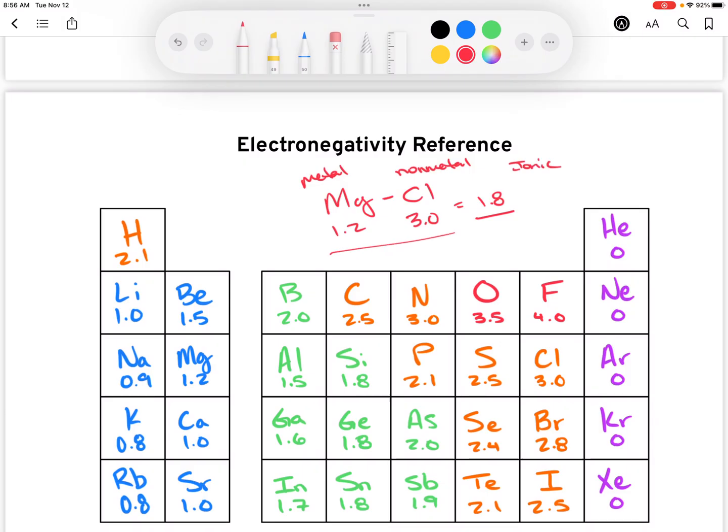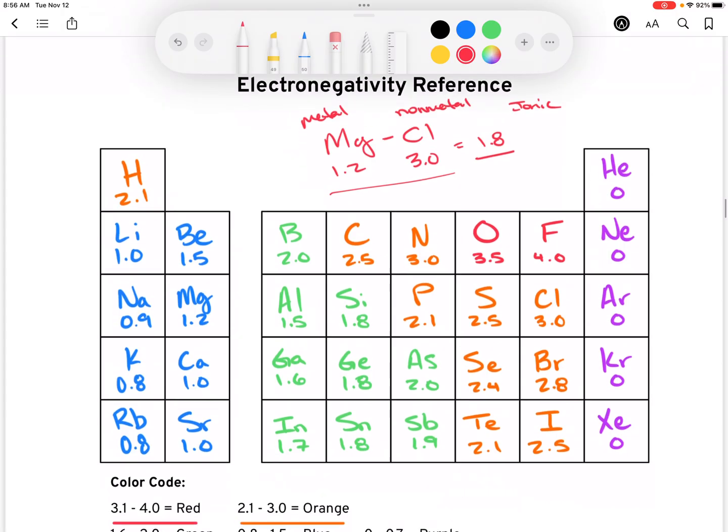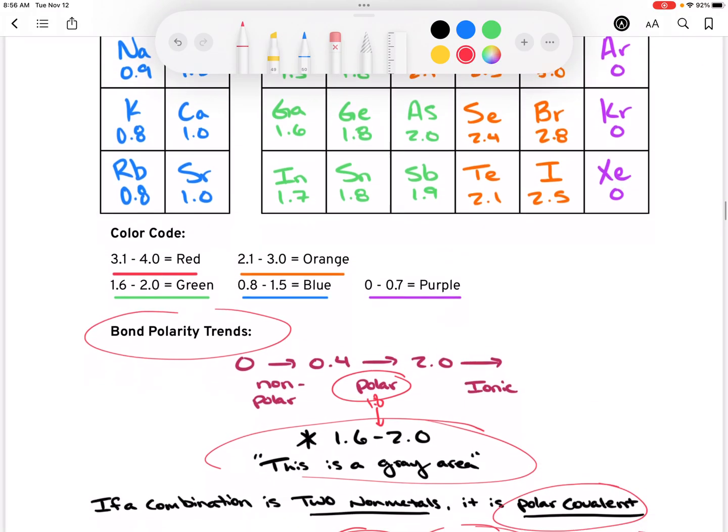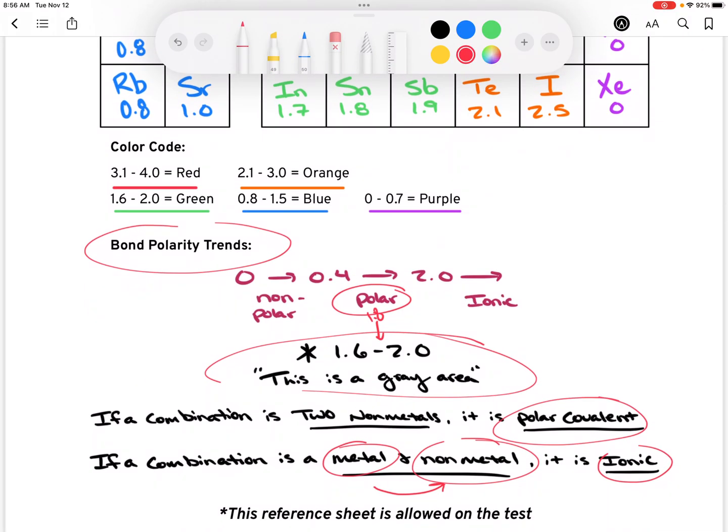If we have two nonmetals together, then we have to figure out how they are sharing. Is it sharing equally or not equally? So just pay attention to that as you go through this: metals and nonmetals make ionic bonds, and two nonmetals make covalent bonds, but you have to differentiate whether they're polar or not polar. You have to do that for nonmetals.